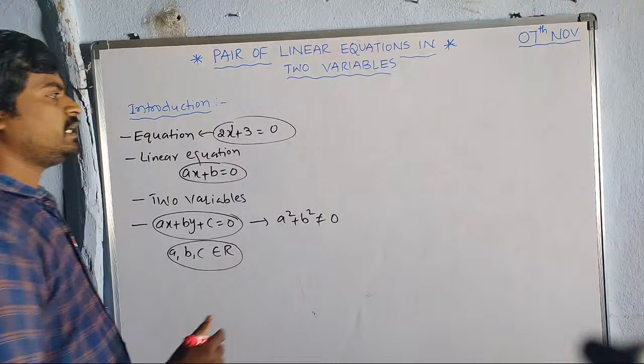So friends, next, the third and last one in this: if all three are equal, that is a1 by a2 equals b1 by b2 equals c1 by c2, all are equal. So friends, what about the graphical representation? Coincident lines are dependent lines.